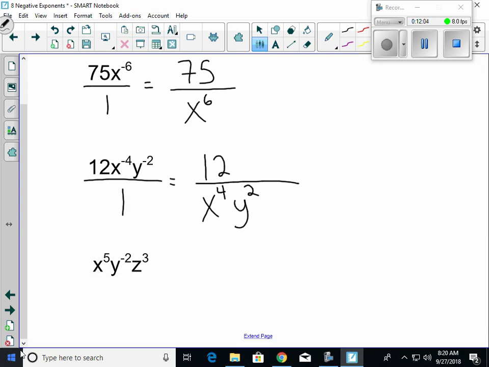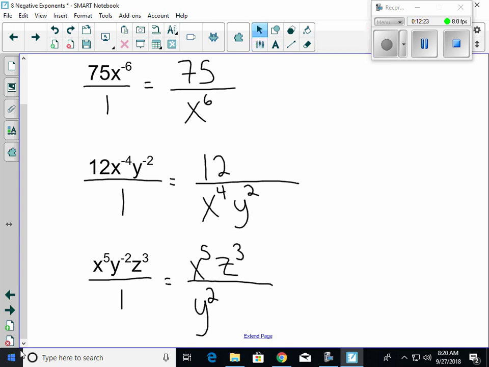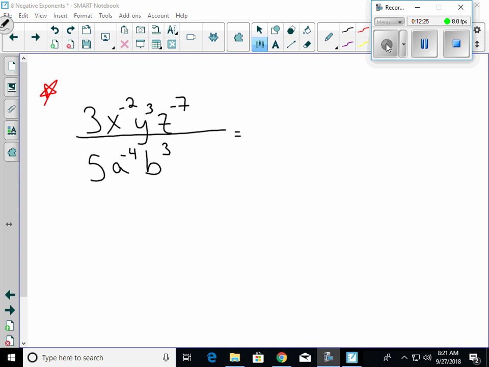Okay, and there's one more written on your page to try. Okay, I hope you left the x where it was. You moved the y to the denominator. And you left the z where it was. Okay, and if you have time, I made up one challenge one to try out.